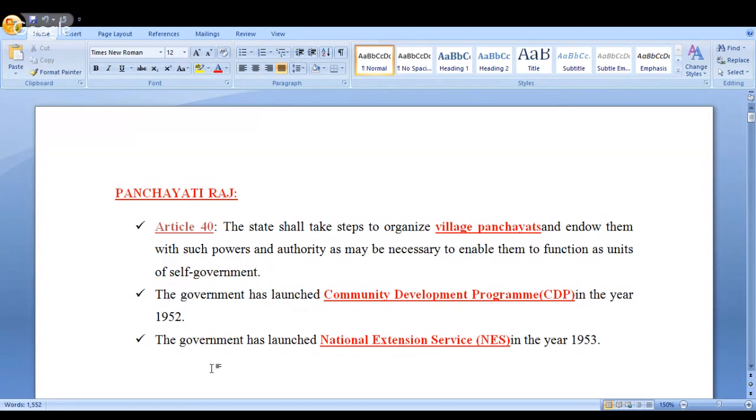And the second point: the government launched the community development program in the year 1952, and launched the National Extension Service in the year 1953. So in the examination, you have to mention the program and the year correctly.